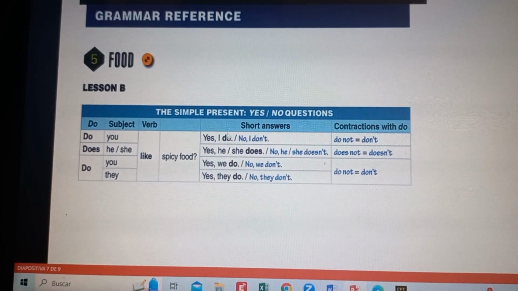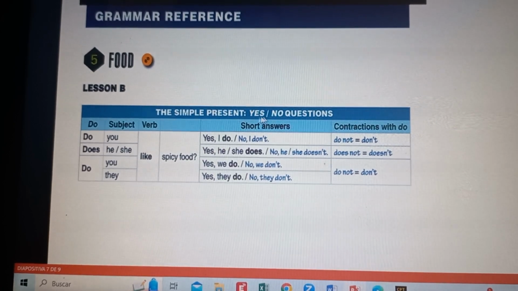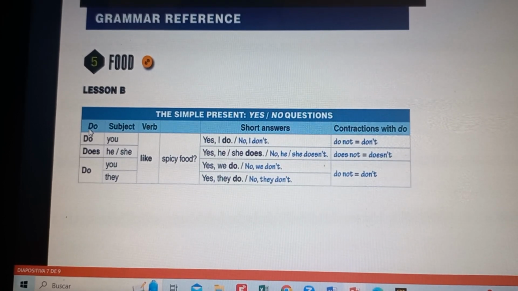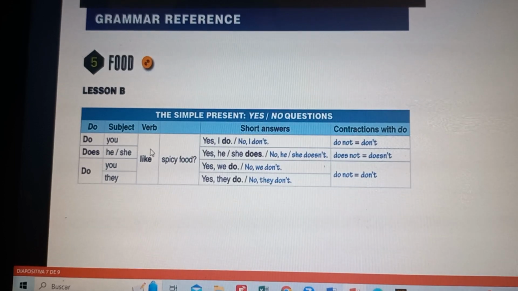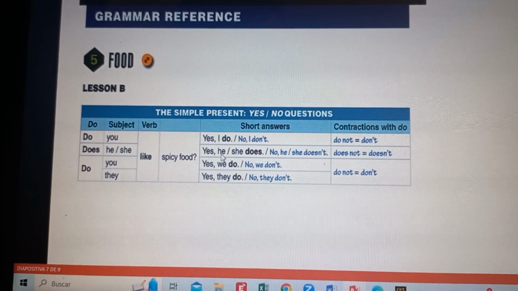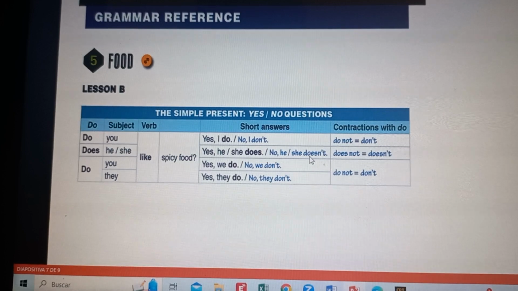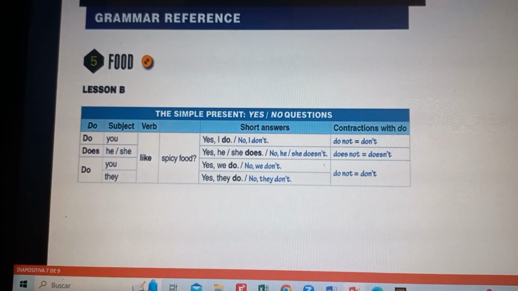Okay, in this grammar reference, we have more examples, yeah? The simple present, yes, no questions. In this kind of sentences, you have to answer yes or no, okay? Do you like spicy food? Say, yes, I do, or no, I don't. If we have here, does he or she like spicy food? You say, yes, he or she does, or no, he or she doesn't. Okay? Very easy. You have to practice, study, and complete exercises, okay?